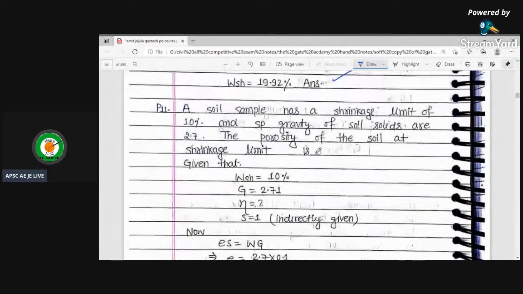Next, another numerical. A soil sample has a shrinkage limit, that is the WS value, of 10%. The specific gravity of the soil solids is given as 2.7. We need the porosity of the soil at the shrinkage limit. We need the porosity at that particular water content. At 10% water content, what is our porosity?